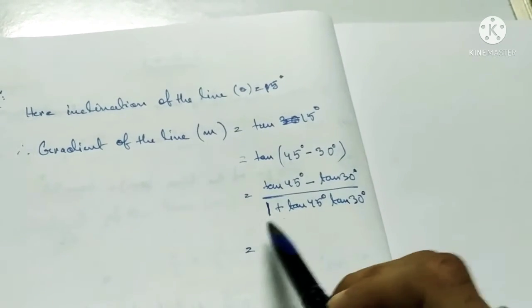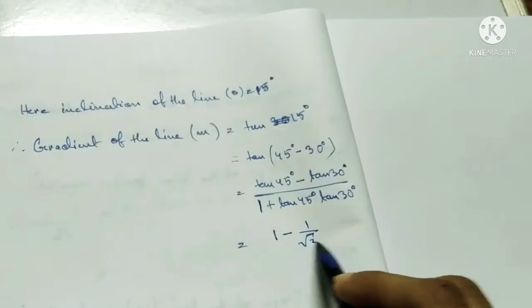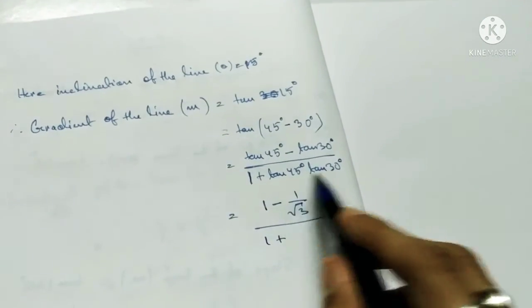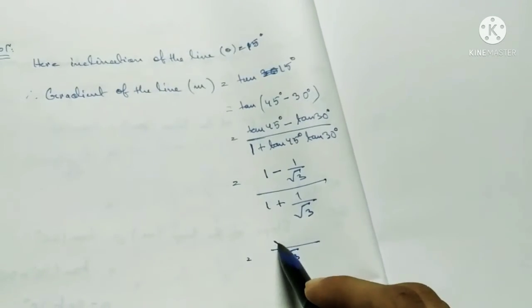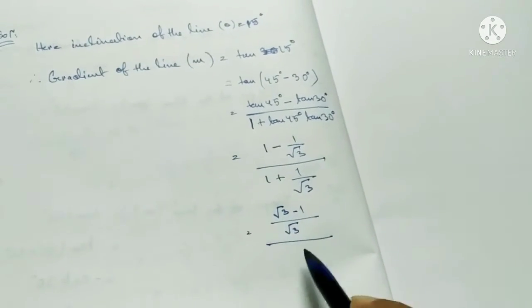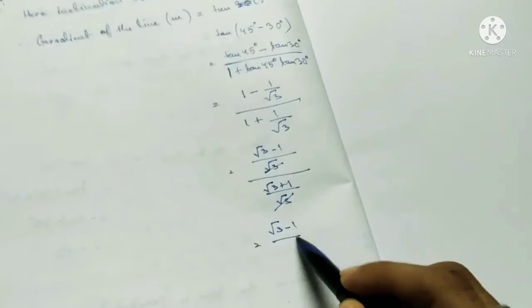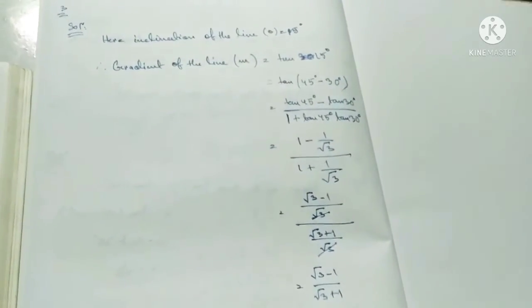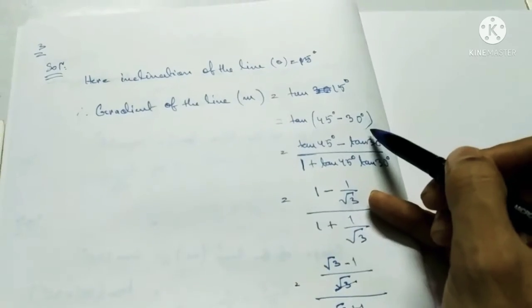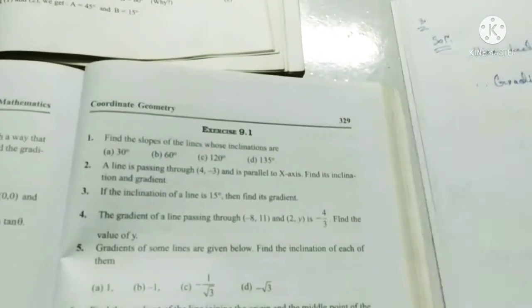Tan A minus tan B by 1 plus tan A tan B. Now tan 45 is 1, minus 1 by root 3, by 1 plus 1 into 1 by root 3. For the numerator, if I take the LCM, this is root 3 minus 1 by root 3, and in the denominator, root 3 plus 1 by root 3. Now root 3 you can cancel, so ultimately this is root 3 minus 1 by root 3 plus 1, and this is our answer. That much only. Remember tan 15 is tan of 45 minus 30. Break it into the formula, put the values, solve it, and this is your answer.